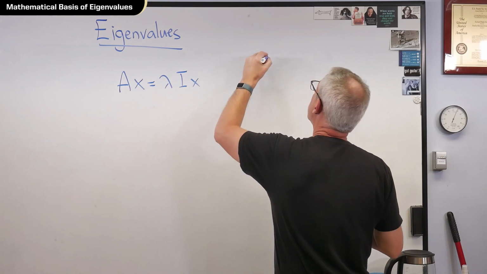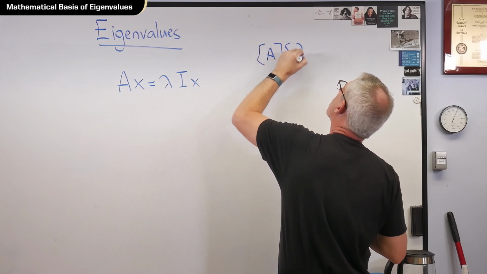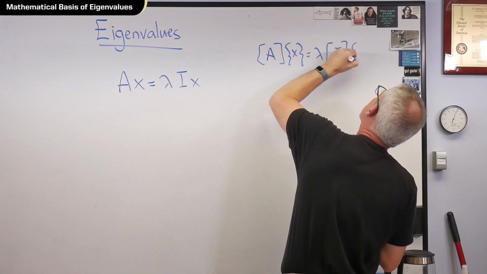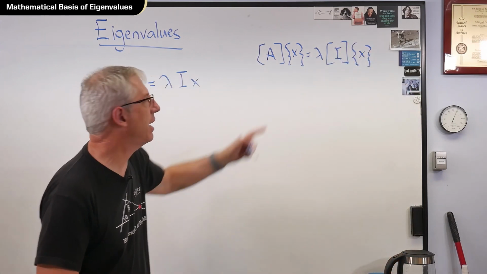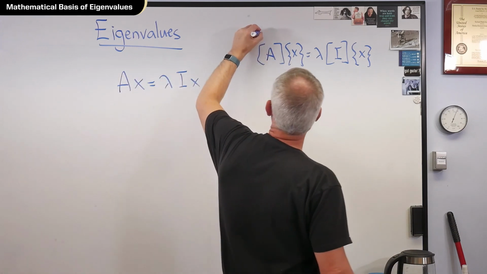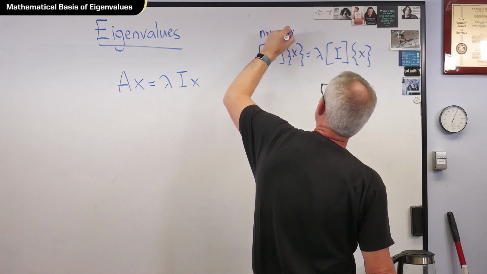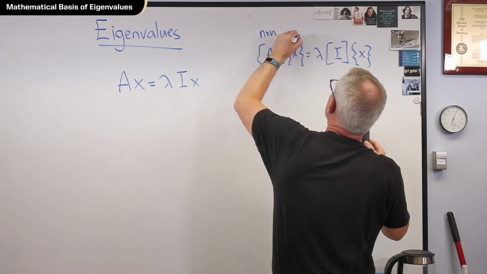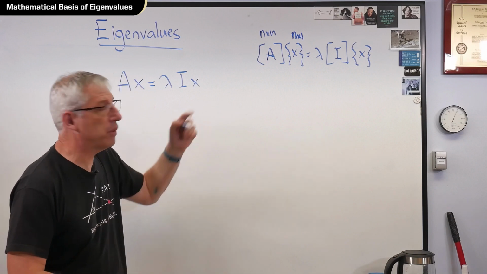If you want to write this out in a more formal format, that's what it would look like. That's kind of cumbersome, so I'm going to stick with this. But that's what we're talking about here, where A is an n by n matrix and X is n by 1, n rows in 1 column. Okay, so there we've got it. That's what we're dealing with here.